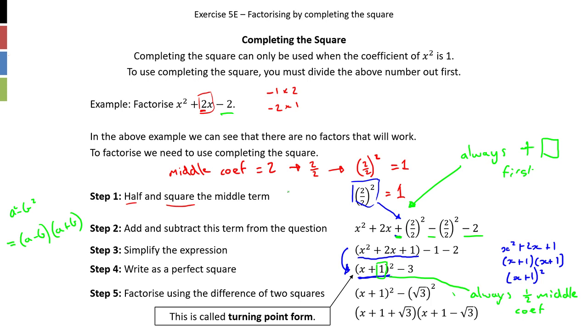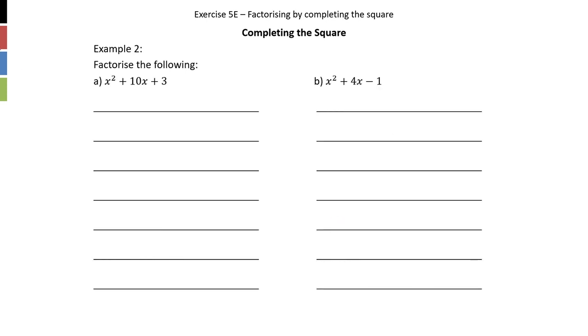So there's a couple of key points. We get this special number: we take our middle coefficient, we halve it, and then we square it. In this case, it was 2 over 2, then we square it and we can simplify that to 1. That gives us a trinomial that's always going to be a perfect square, which turns into this perfect square here, factorized. With the subtraction, we can then turn it into a difference of perfect squares. So let's do some examples.